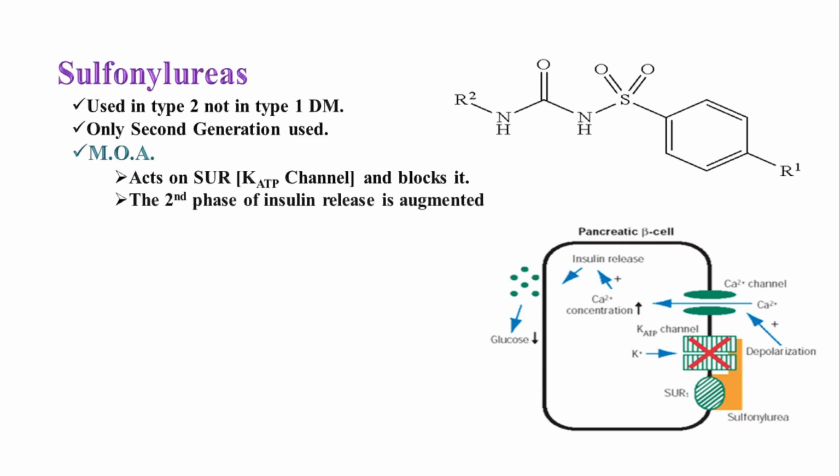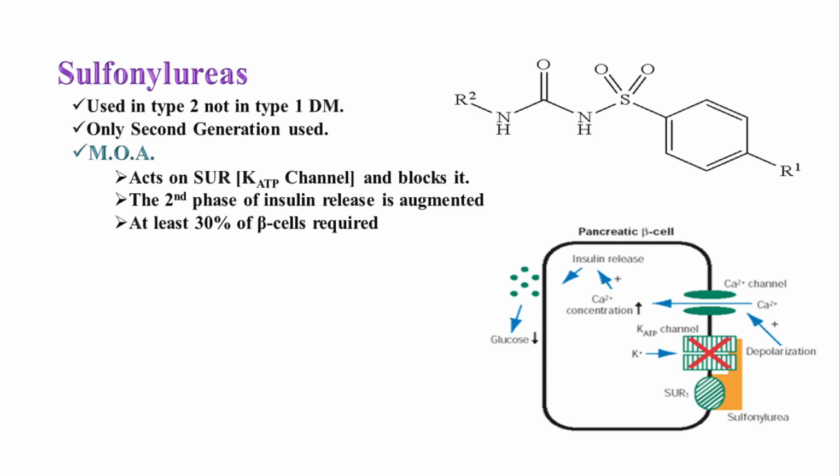So which phase is augmented according to you? Is it the anticipatory release or the one caused by glucose? The one caused by glucose is enhanced. The anticipatory release was by the incretins, right? So that's not affected. The second phase is augmented or increased.